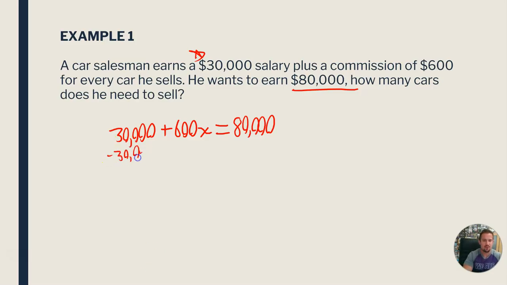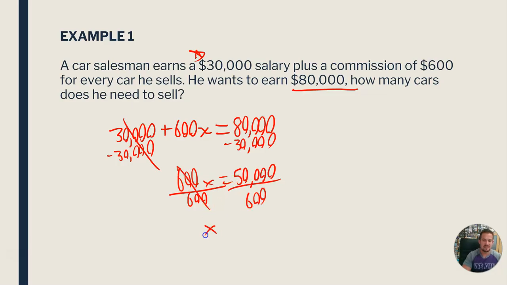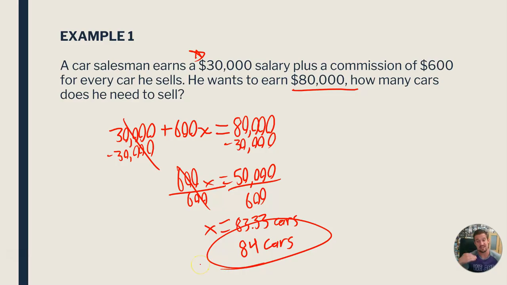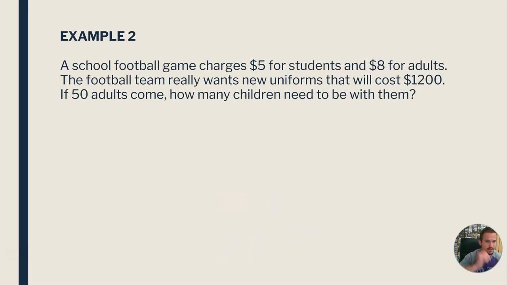I'm going to subtract 30,000 on both sides to get rid of 30,000 here. That's going to give me 600x = 50,000. Okay. I'm going to divide by 600 on both sides. That's going to give me x = 50,000 divided by 600, which is a little over 83, like 83.33 cars. So if he wants to make $80,000, he's going to need to sell 84 cars, because if he sells just 83 cars, he's going to be a little bit short, and you can't sell 1/3 of a car. So he's going to have to sell 84 cars in order to make that much money. Okay? Let's look at another example.